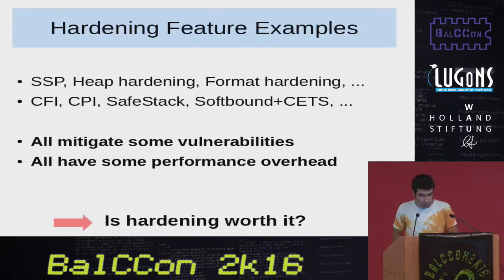All right, so some examples of hardening features. You might have heard of SSP, heap hardening, format string hardening. SSP is stack smashing protection, also known as stack cookies. And earlier this morning, you've had a very good introduction on control flow integrity, code pointer integrity, safe stack, and there are also other mechanisms in academia and to come into production code on basic hardened features that will help improve security. But the important thing, without going into the details of these techniques, is that although all of these techniques mitigate some vulnerabilities, they all have some performance overhead. So the question that people will ask is, is hardening worth it, right?